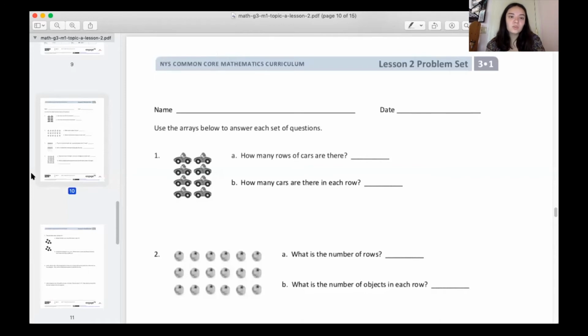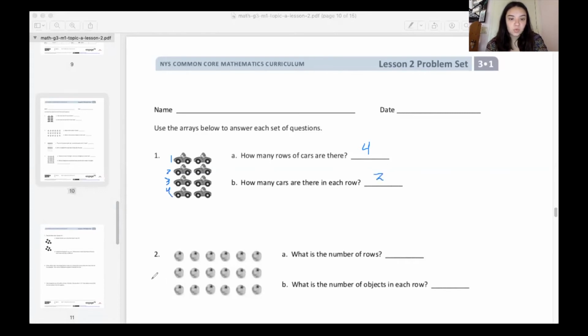So how many rows of cars? Remember, rows are the ones that go like this. So how many rows of cars are there? There's one, 1, 2, 3. There are 4 rows of cars. How many cars are there in each row? 1, 2. Just like that.